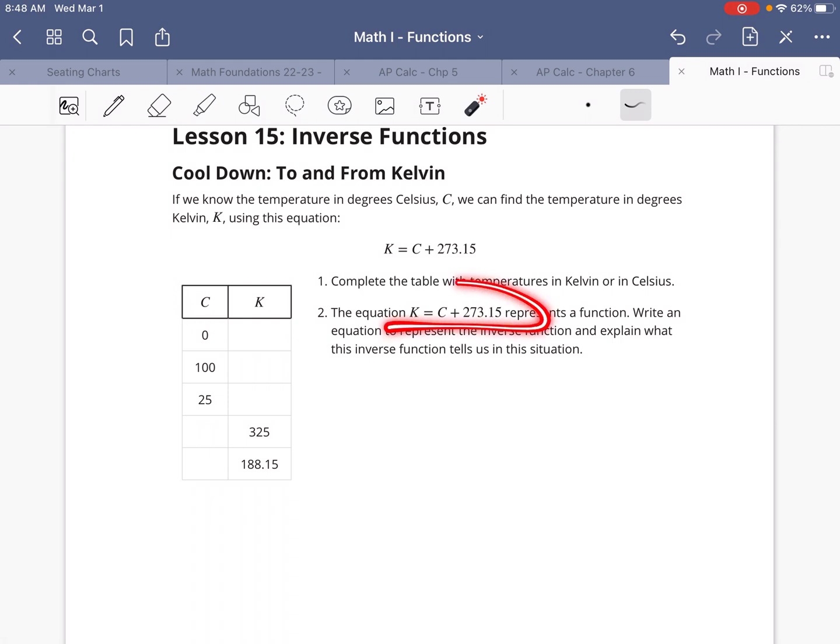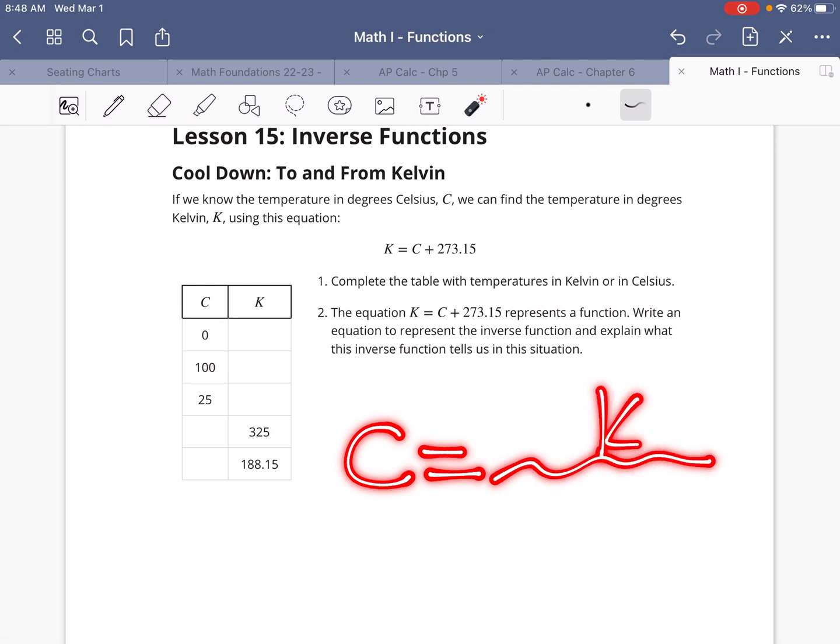So in this function, your input is degrees Celsius, your output is degrees Kelvin. What you want to do is solve that equation for C. C equals stuff with K's in it. And what's going to happen then is your input and output are going to be flipped. Your input is K, your output is C.